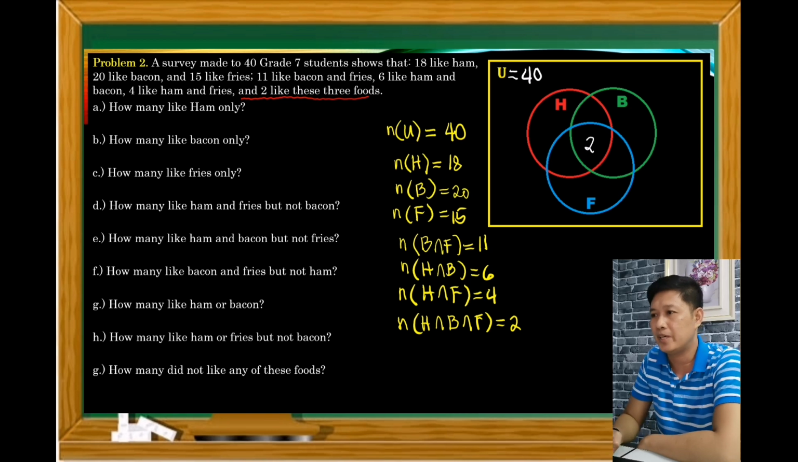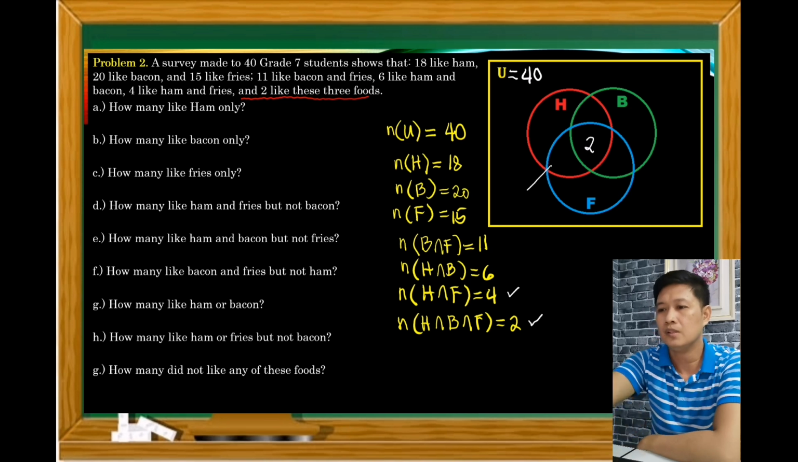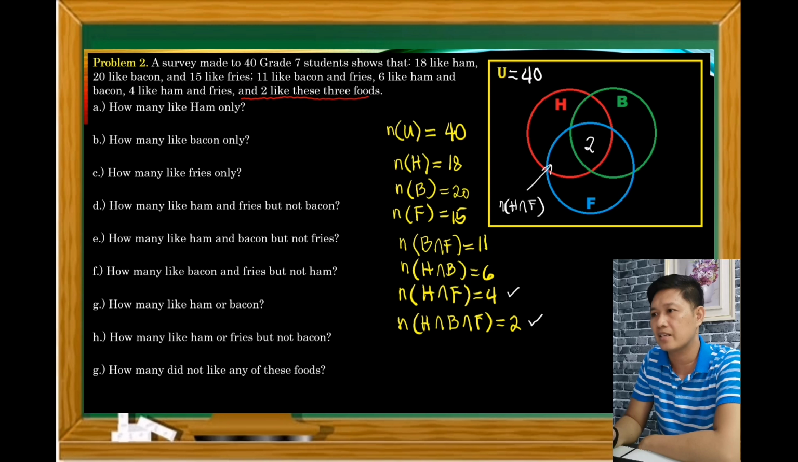Alright? Now, so we're done with that. Let's proceed to the next one. The number of students that like ham and fries is 4. Ito yon. So, saan natin makikita yon? Number of students that like ham and fries. So, dito yun. Sa part na to. Ito yung intersection ng ham and fries. Okay. So, this is the intersection of ham and fries. Yan yun, di ba? Eh, sinabi dyan 4. Pero may dalawa na tayong naunang nailagay. So, ilan na lang ang kulang? Correct. So, kailangan na lang natin ng dalawa. So, 2 plus 2 is 4.